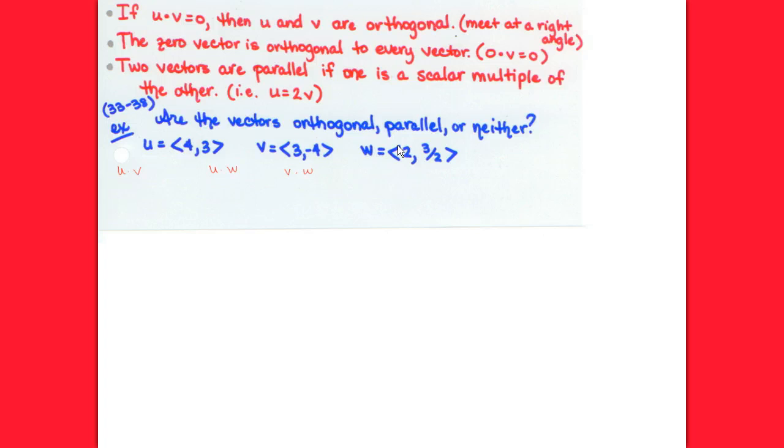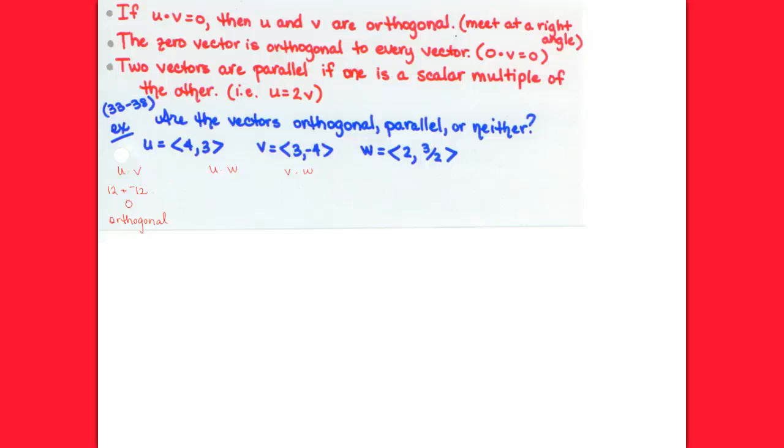So I'm going to start with dot product. So let's do dot product of u, v. So dot product of u, v, we're going to do 4 times 3 and get 12. And then 3 times negative 4 and get negative 12. So when I do 12 and negative 12, I get 0, which means, yes, they are orthogonal. When you get a dot product of 0, that means those two vectors are orthogonal.